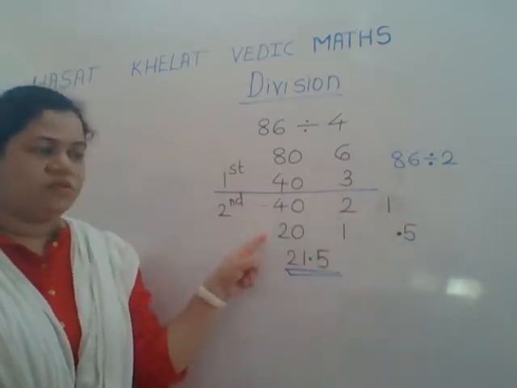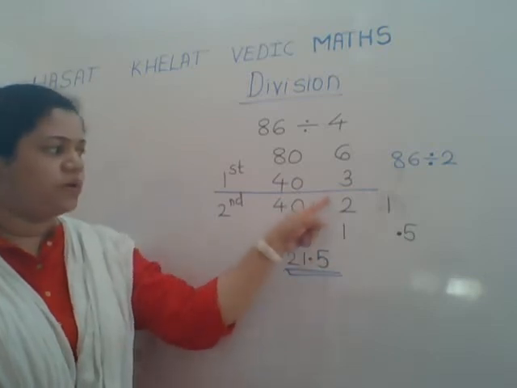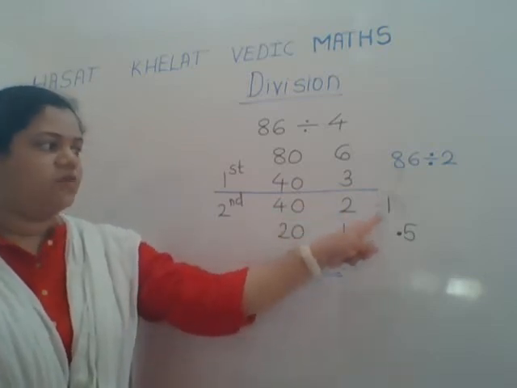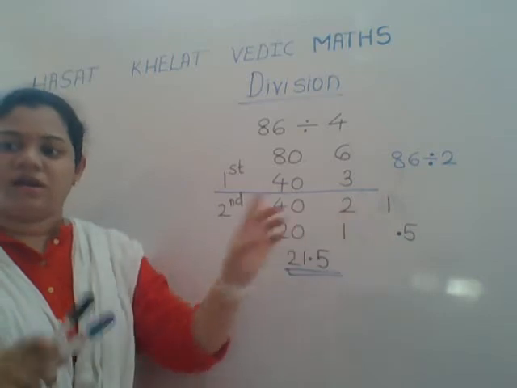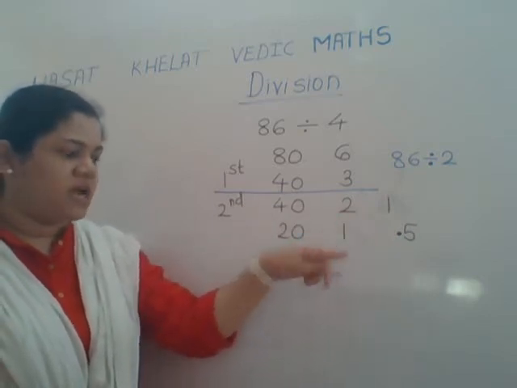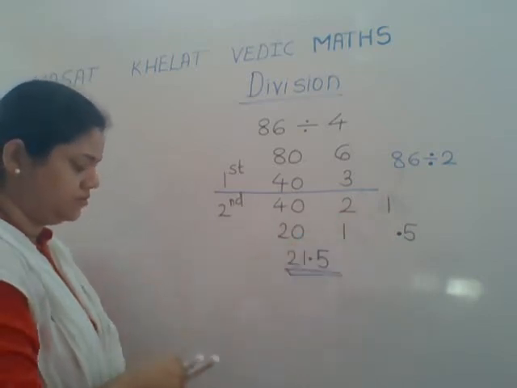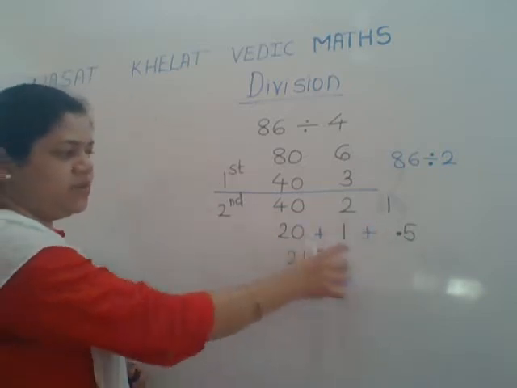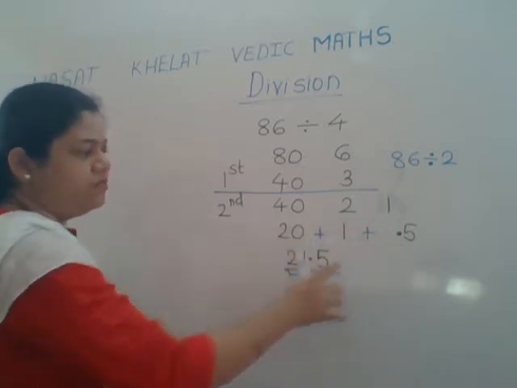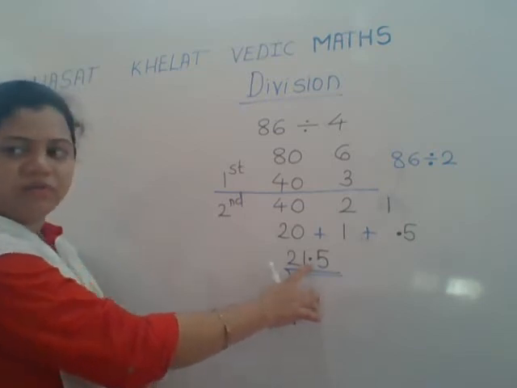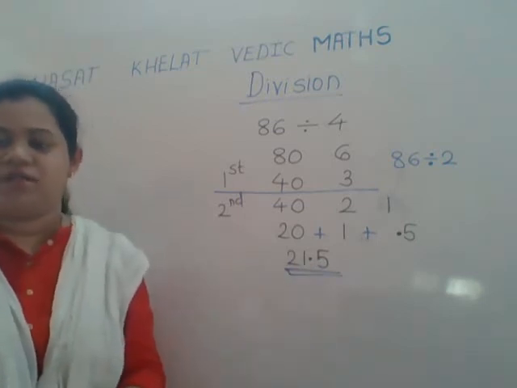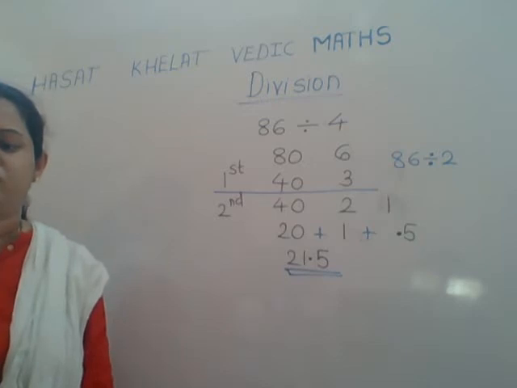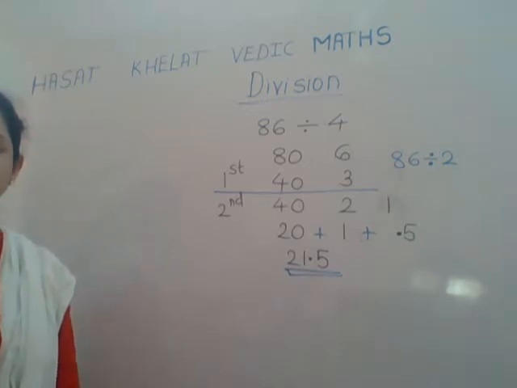Half of 40 is 20, half of 2 is 1, and half of 1 is 0.5. Last step is what? You just have to add these numbers. So this becomes 20 plus 1, 21, and 0.5 becomes 21.5. Is it clear to you now?